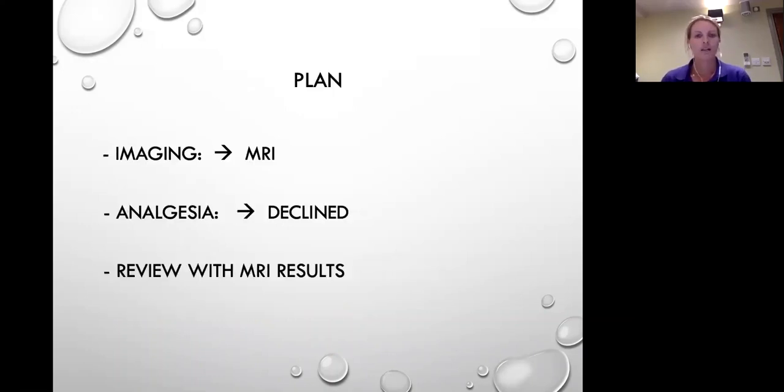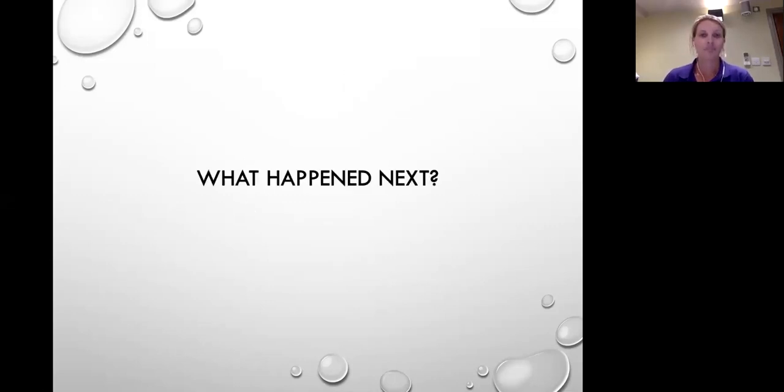So we went on to form the following plan. So we arranged an MRI scan. We talked about analgesia, and actually as he thought that things were improving, we decided that he didn't want any analgesia at the moment. And then we were going to review him with the results of his MRI scan.